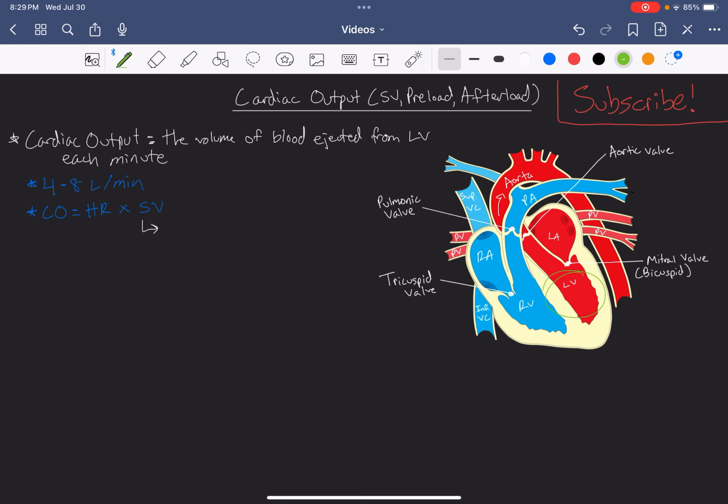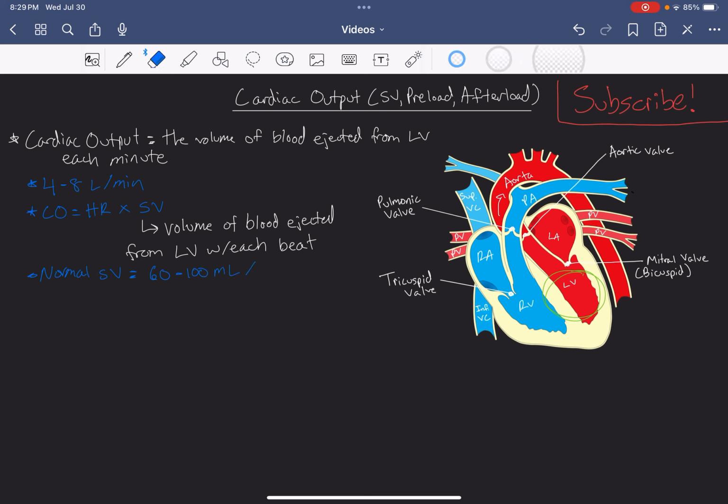So focusing right over here, this left ventricle. This is the volume of blood ejected from the left ventricle with each heartbeat. Okay, and a normal stroke volume is going to be 60 to 100 milliliters. Well, it's each beat, so you don't need to put per beat. 60 to 100 milliliters is a normal stroke volume.